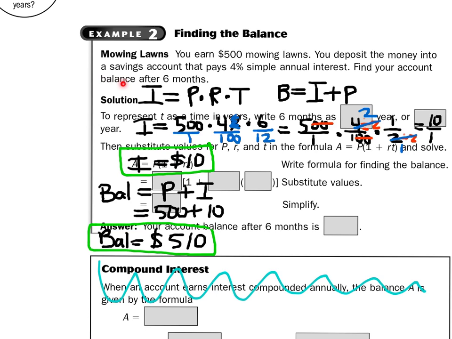But now they want to know the balance in my account. So now, to get the balance, I have to do the principal, the amount of money I started with, plus the interest the bank paid me. So that would be 500 plus 10 more dollars for the interest. So my balance in my account is $510.